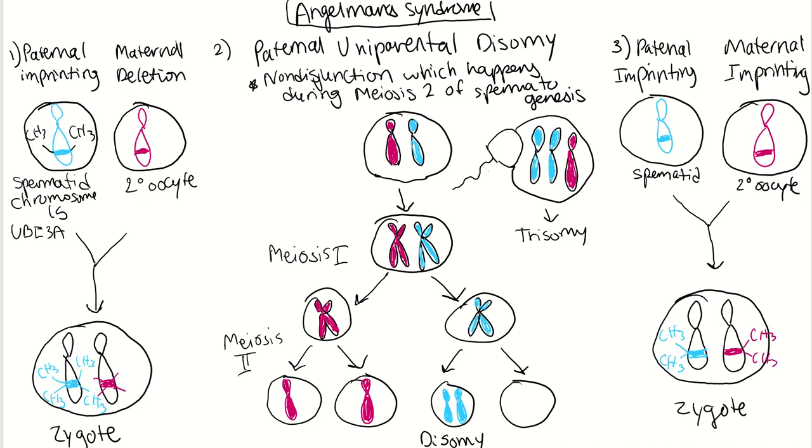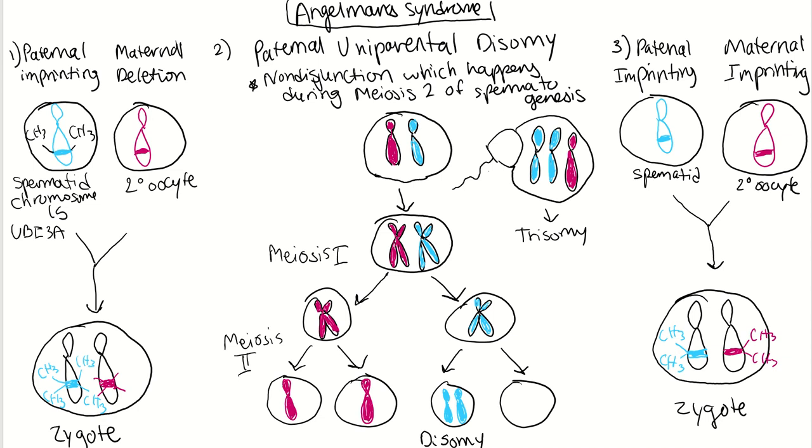What imprinting basically means is when a certain gene is silenced, and this is usually done through methylation of that region. Specifically with regards to Angelman syndrome, it's the UBE3A gene on chromosome 15 that is methylated or imprinted in the dad. So here there's a spermatid and a secondary oocyte.